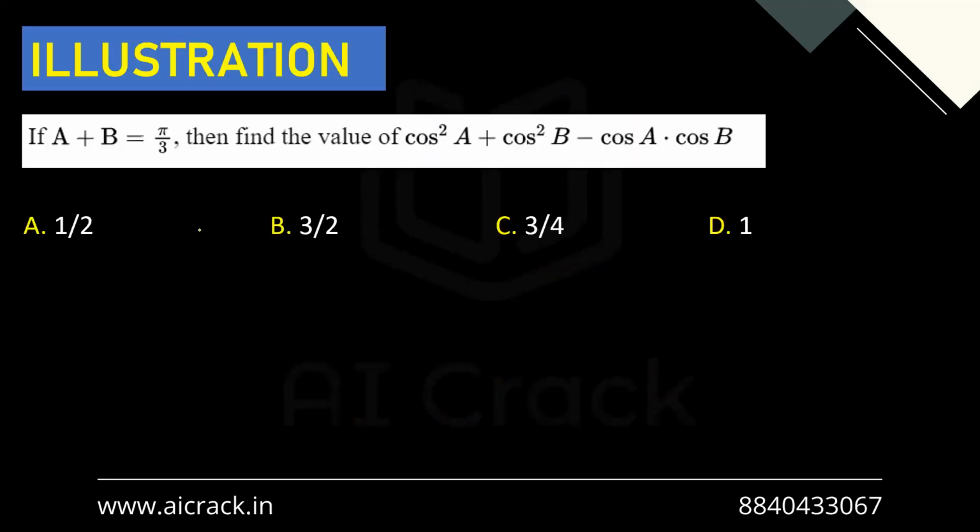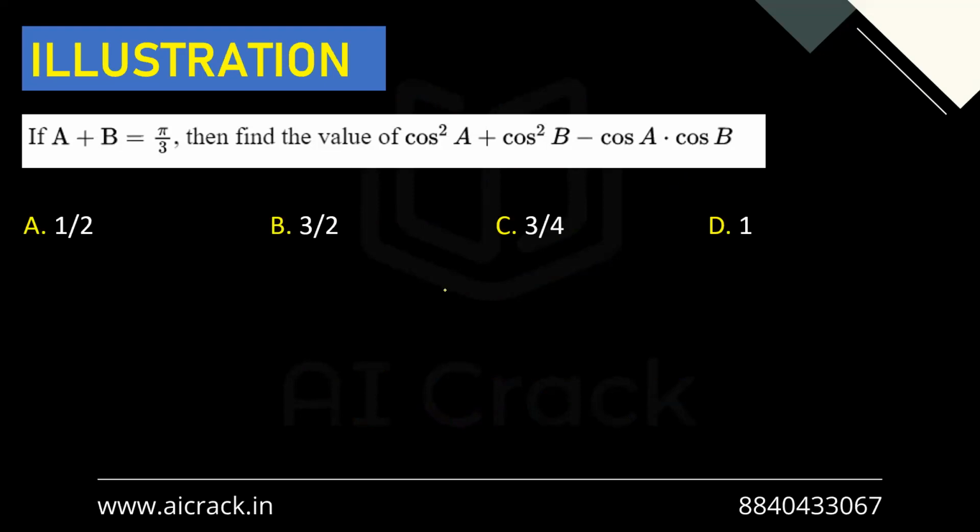Right? Now let's try to solve this particular question. If a plus b equals pi by 3, then find the value of cos square a plus cos square b minus cos a cos b. Now let's first try to understand the intuition behind this particular question. After looking at cos square a plus cos square b minus cos a cos b, there are multiple thoughts which you can gather.